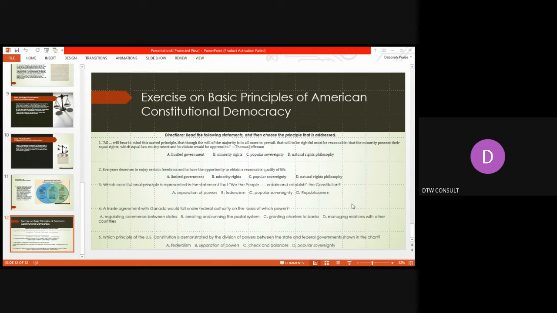Minority. Yes, constitutionalism, yes. Federalism, yes. I have seven people on this call, so why is it just one person answering? You have to give it a try.